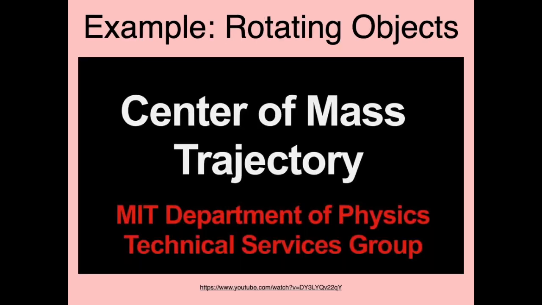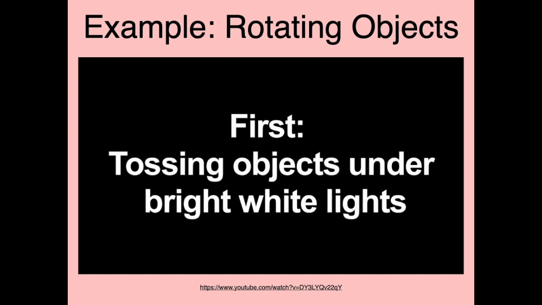The first conceptual example I'm going to give you is rotating objects. You throw an object into the air, it's spinning around. Can we understand the way it's moving using our result? For this, I'm going to steal a video from MIT. They've done a really nice demonstration of this. Let's take a look at this video. By the way, you can click the link at the bottom of the slide if you want to see it again on your own time.